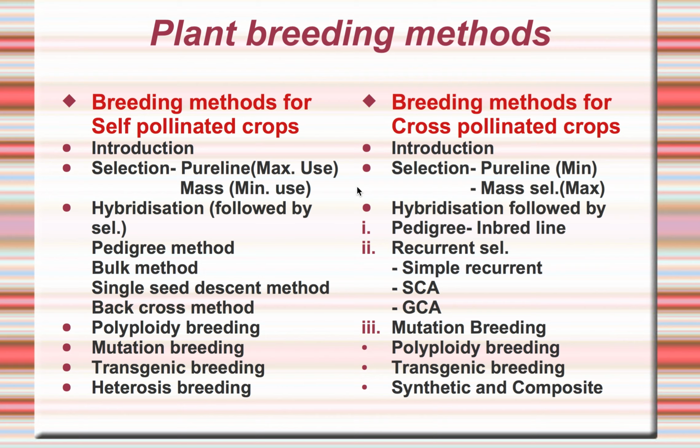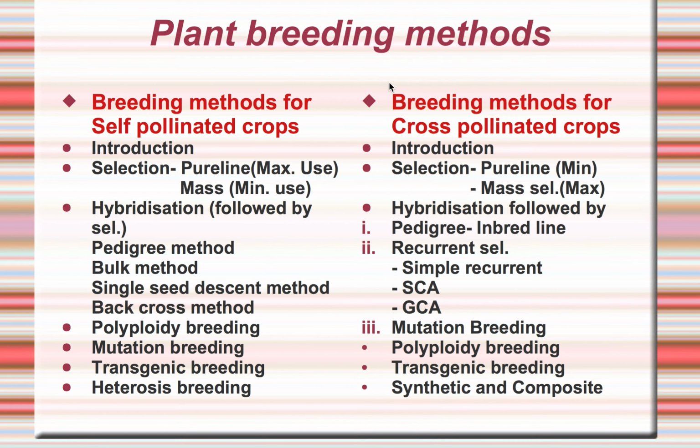Then the next breeding methods for cross-pollinated crops are polyploidy breeding, transgenic breeding, and finally the most important, synthetics and composites. These are the various breeding methods adopted for cross-pollinated crops.